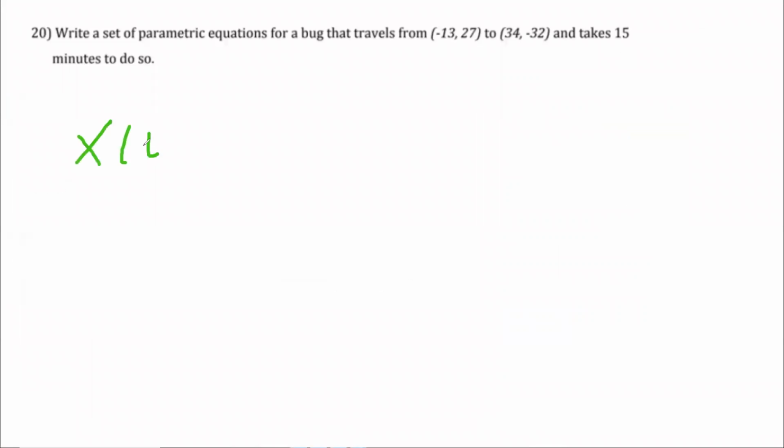So back to our parametrics, right? We now know that we're going to let x of t be 47 over 15. All right, and the 15 should sound familiar, 15 minutes, and the 47 is actually the change in x, how much x changes from one point to the other, from negative 13 to 34. And so that's m times t plus b, so negative 13, which makes sense. It's like our y-intercept in a way, like you plug in 0 for t and x is negative 13.